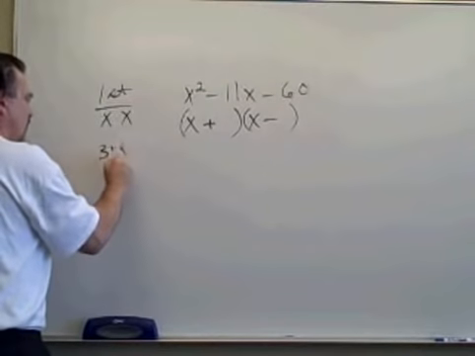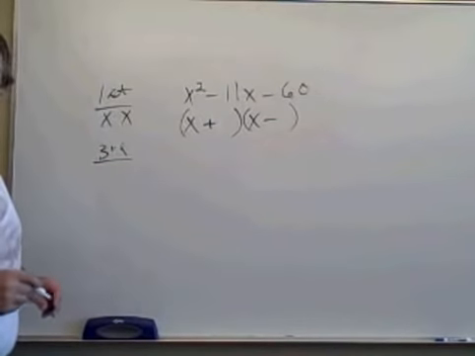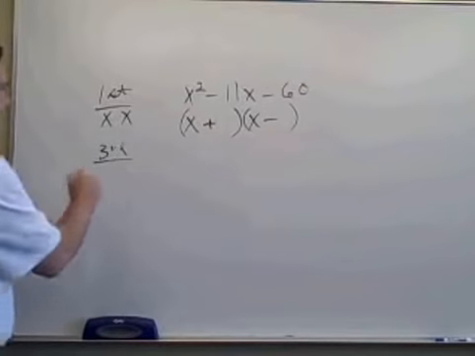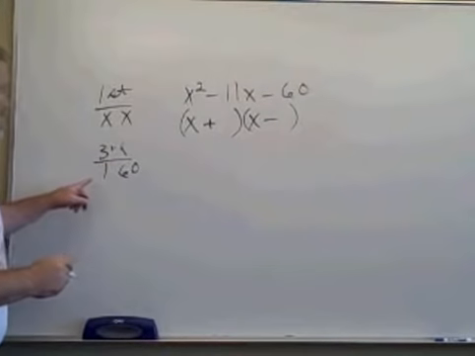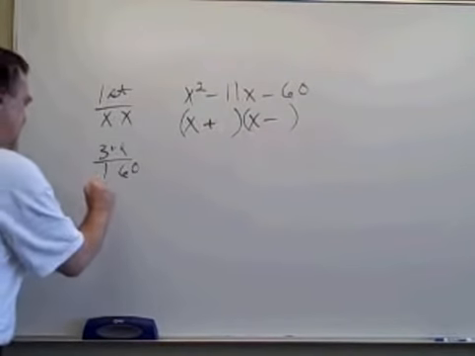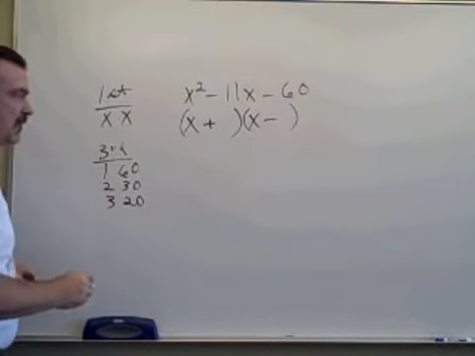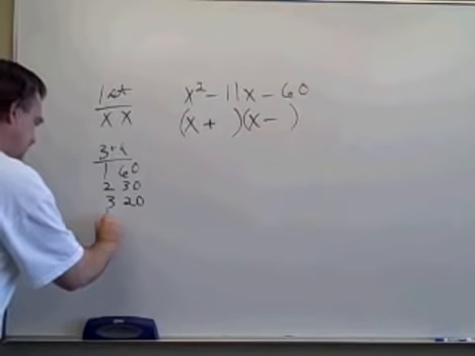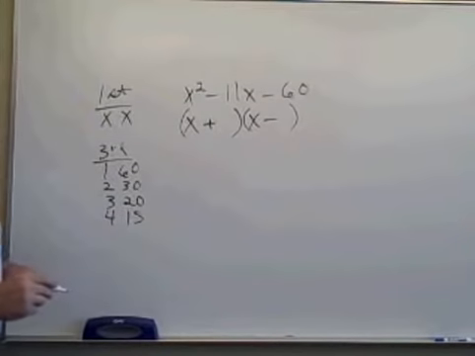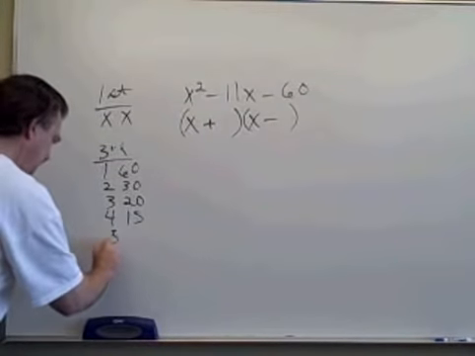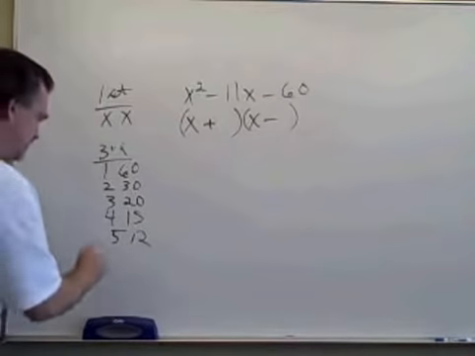That's a little more involved because there are quite a few factor pairs that we can use to make 60. 1 times 60. Will 2 go into 60? Yes. 2 times 30. 3? Yes. 3 times 20. 4? Yes. 4 times 15. 5? Yes. 5 times 12.